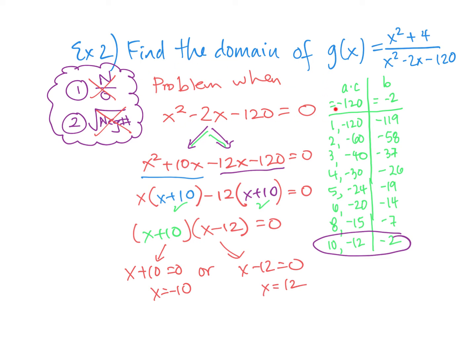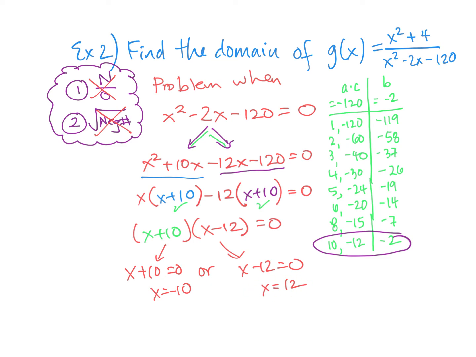I have a problem when this thing equals 0. So what happens when x is negative 10? When I plug it in here, negative 10 squared is positive 100. Negative 2 times negative 10 is positive 20. 100 plus 20 equals minus 120 equals 0. So if I try to evaluate g of negative 10, I end up dividing by 0, and that's a problem. We're not allowed to do that.